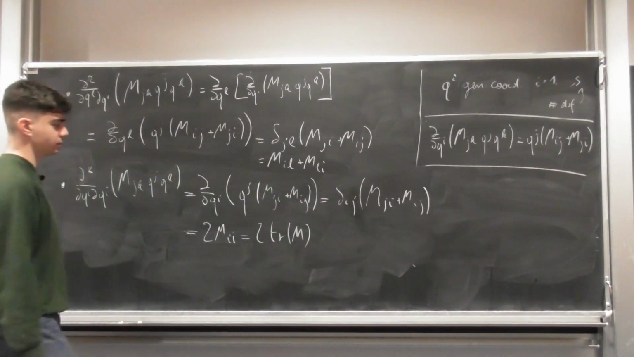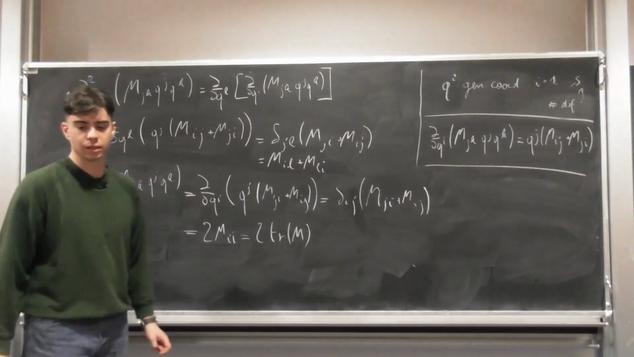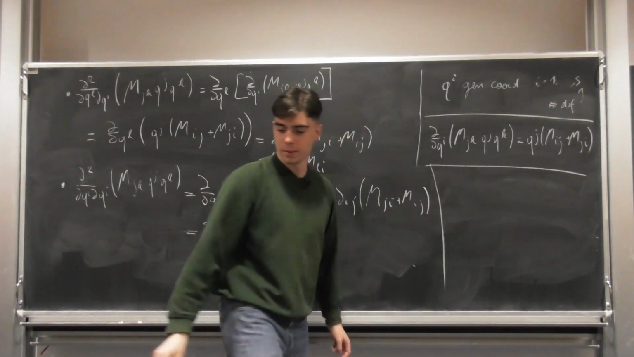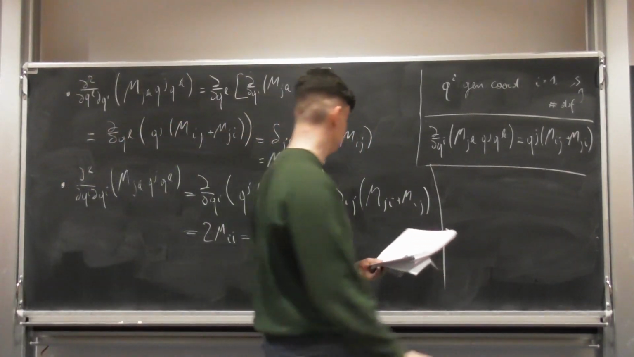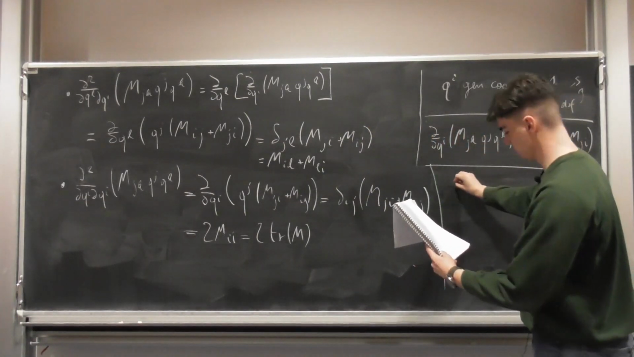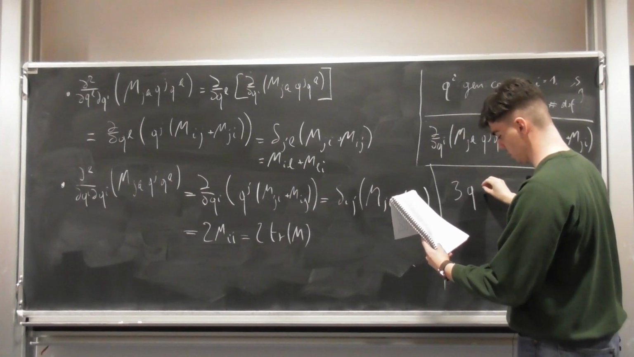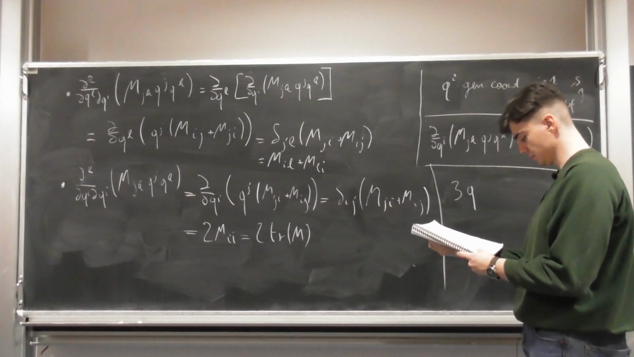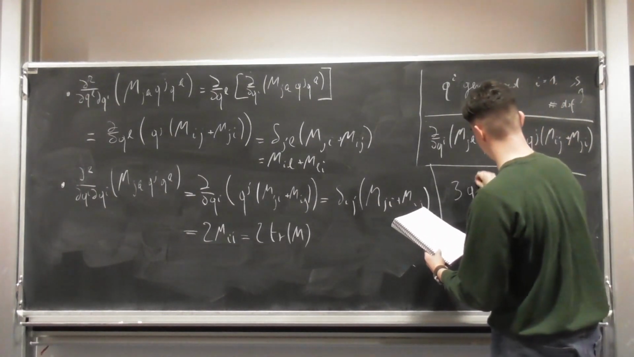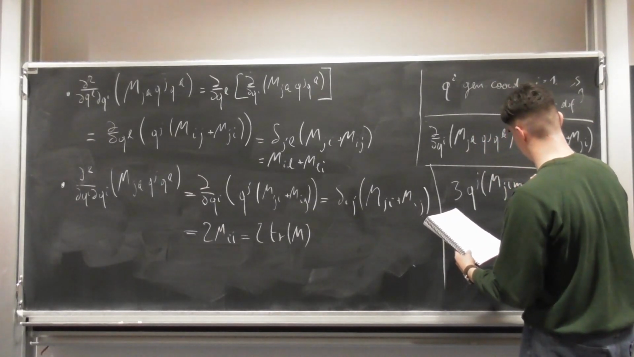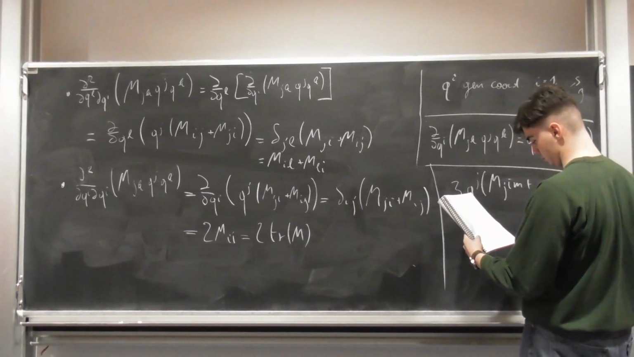Okay. And the final question, I'll let you do it, but I'll give you the answer to the final question, since you're so nice. It's 3qj, well, let me make sure. Yep, 3qj times mjim plus mij.